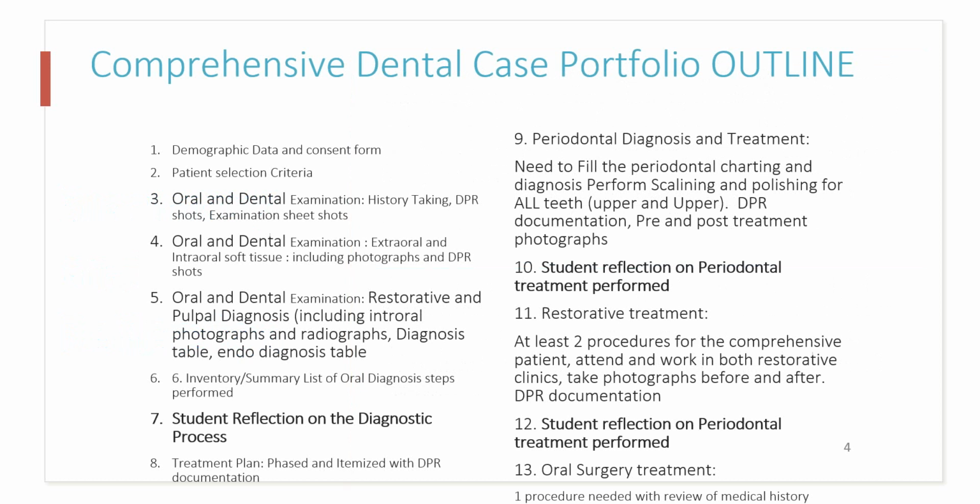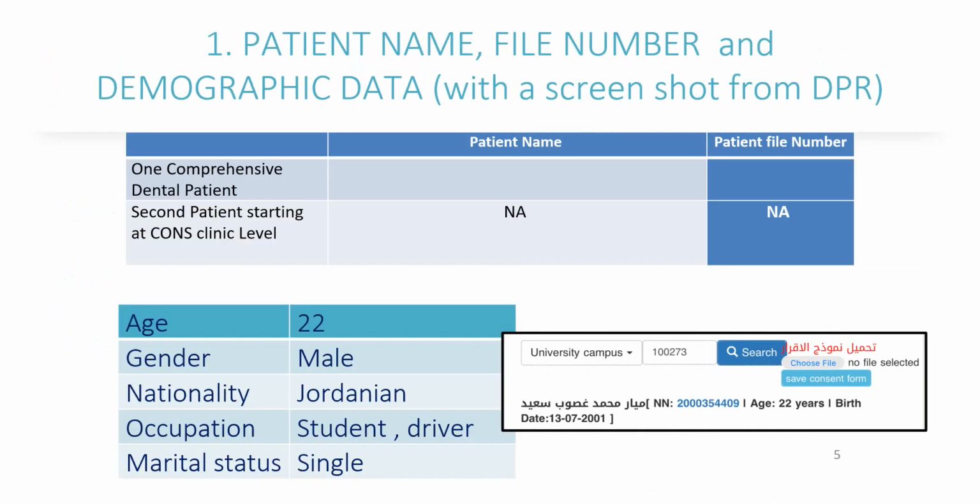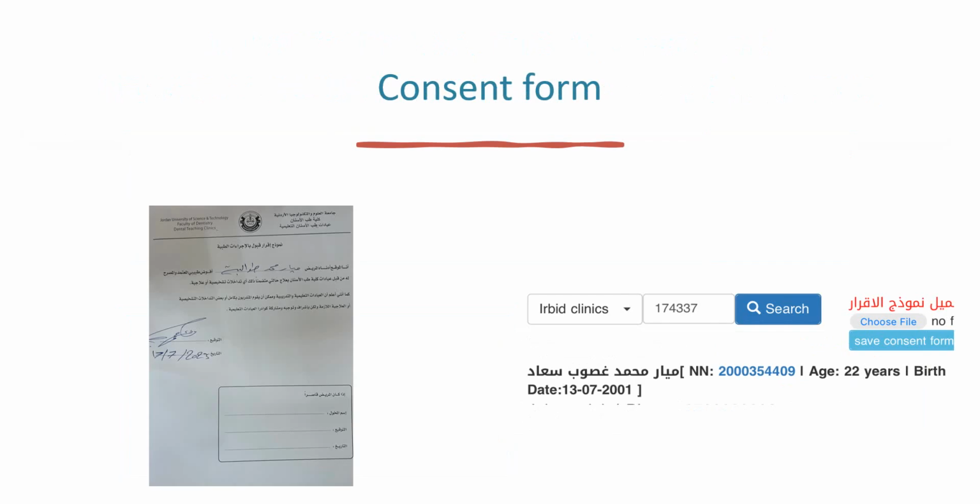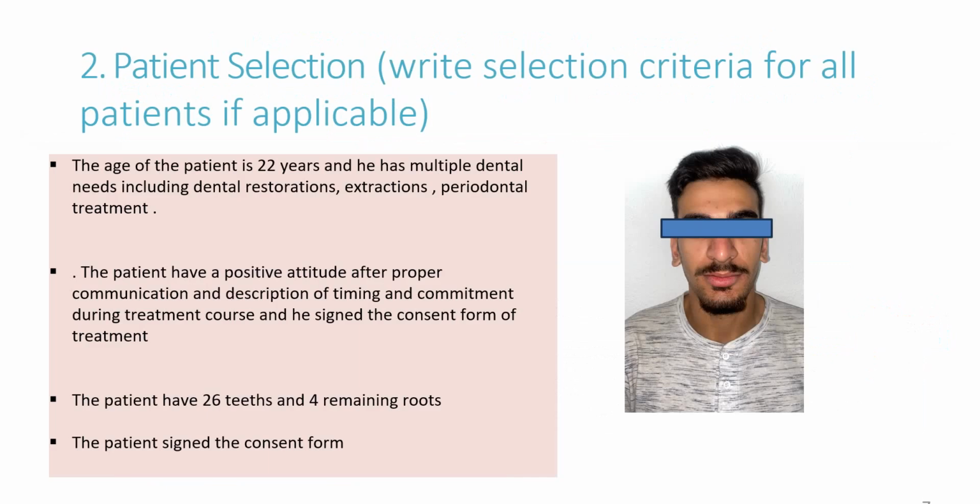The outline of this portfolio has about 13 steps. The first one is the patient name, file number, and demographics with a screenshot from the DPR. The screenshot is just to show us that the student is documenting everything and he is learning and practicing the record keeping. Here for the patients, we have a space for 2 patient names and file numbers in case the student had 2 patients. Of course, the consent form needs to be signed and uploaded.